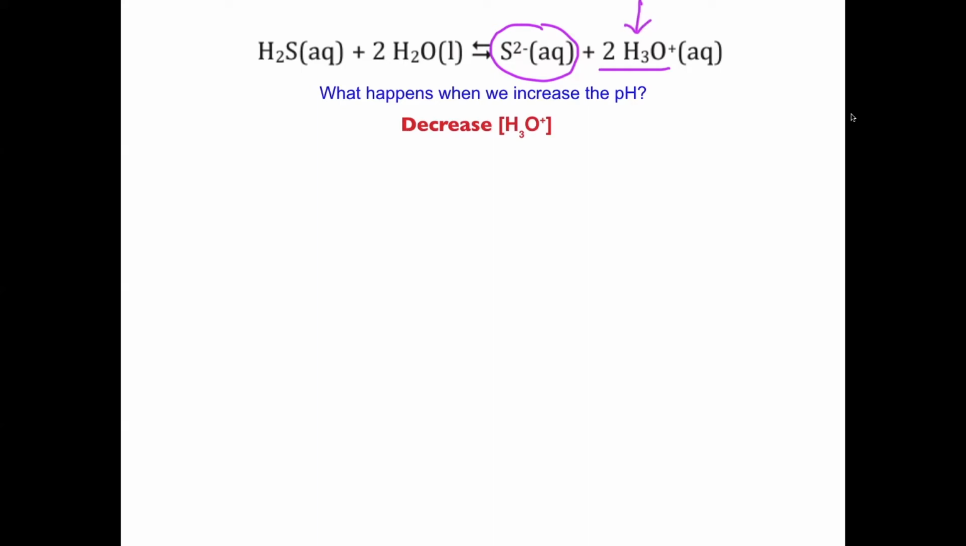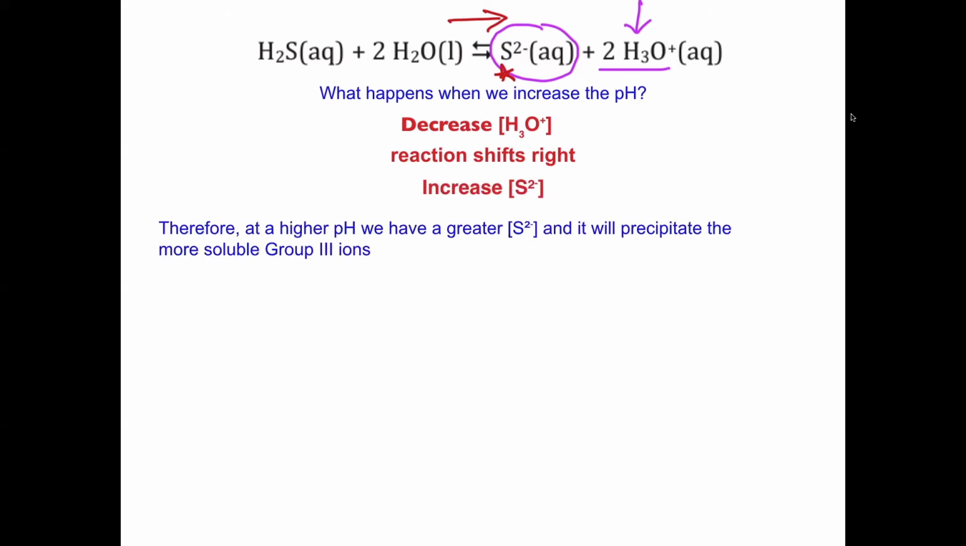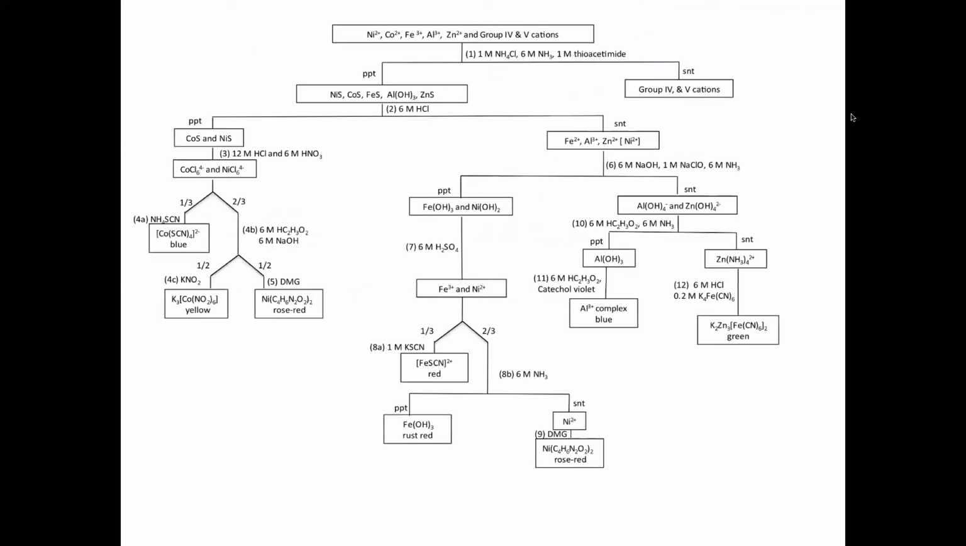Now, according to Le Chatelier's principle, which way will the reaction shift? Write down your answer. It shifts to the right. So what happens to the concentration of sulfide? The concentration of sulfide increases. So overall, that means at a higher pH, we have a greater concentration of sulfide, and we will precipitate out the more soluble group 3 ions. And to get the correct pH, we will use an ammonium-ammonia buffer system. That's going to give us the proper pH to precipitate just the group 3 ions. So we're going to look at our flow chart here.